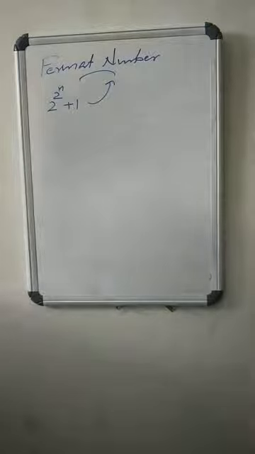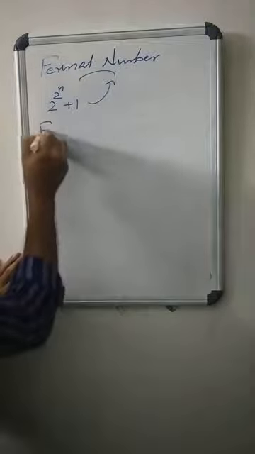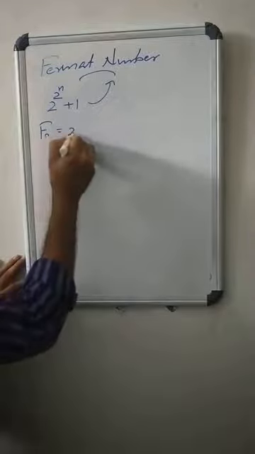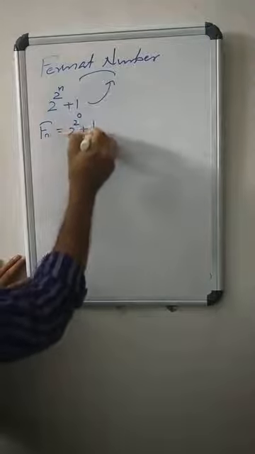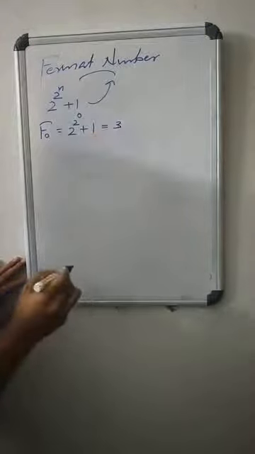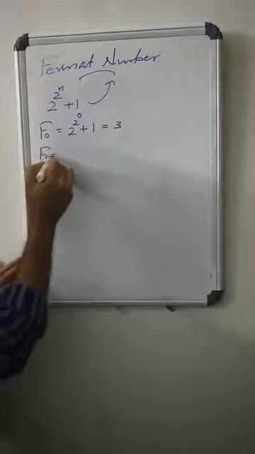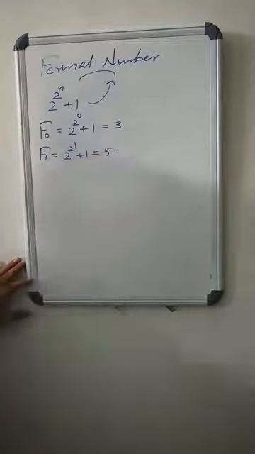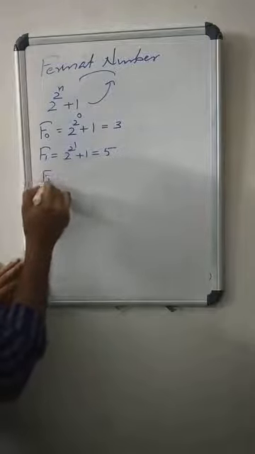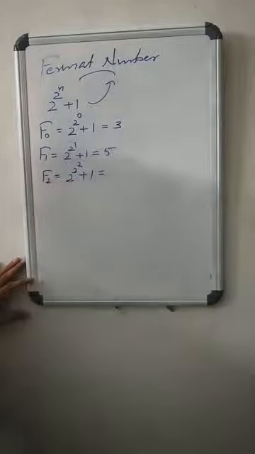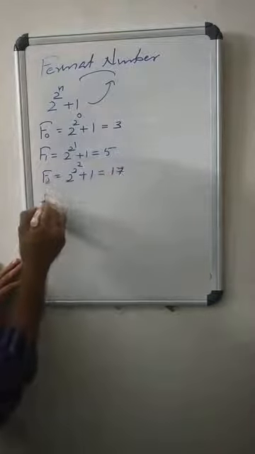So what is the first Fermat number? It is F0. F0 equals 2 to the power 0 plus 1 when n equals 0, which is 3. What is F1? F1 is 2 to the power 1 plus 1. It is 5. What is F2? F2 is 2 to the power 2 plus 1, which is 2 to the power 4. What is 2 to the power 4? 16 plus 1, 17.